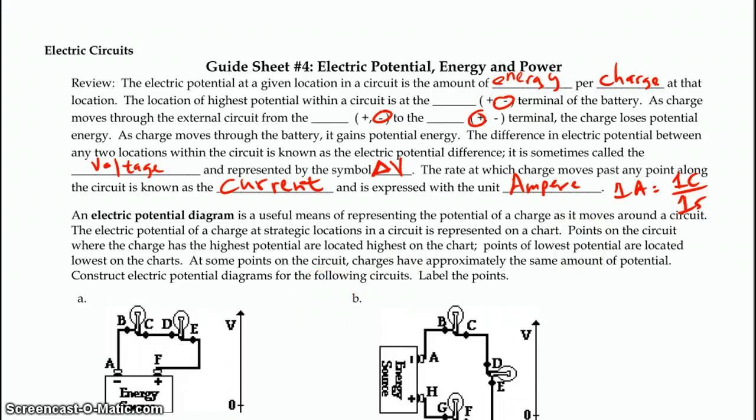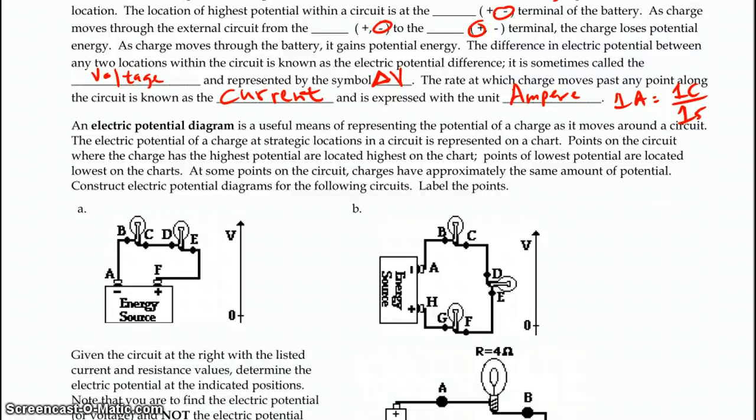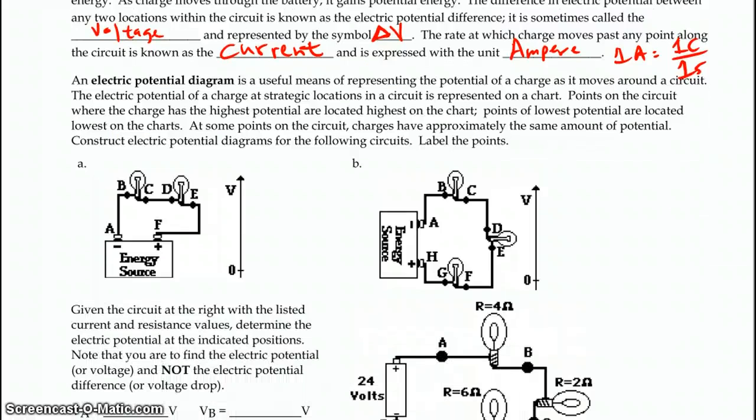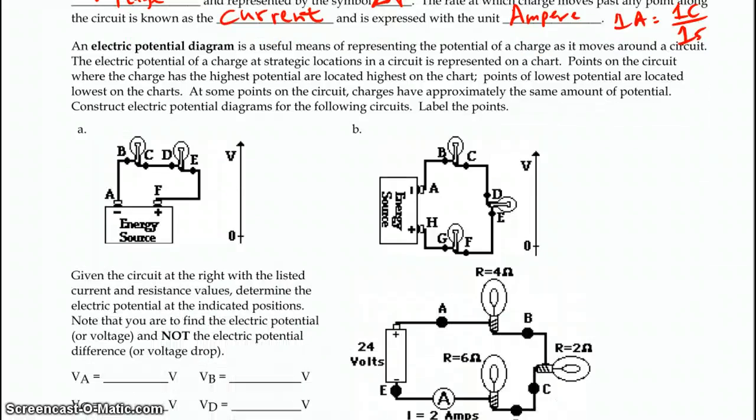Okay, back to the electrical potential diagrams. We went over these the last time, but this is a very useful tool for expressing what's going on within the circuit. So we have 6 labeled points. We're going to place the potential at those points on the diagram, and we're going to track the potential as we move around.